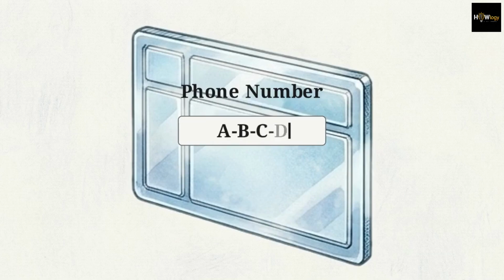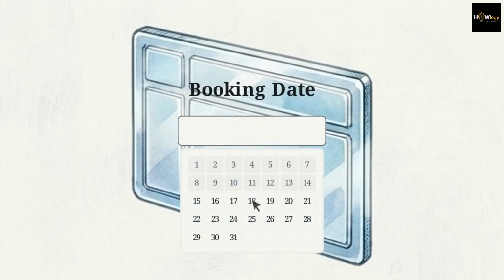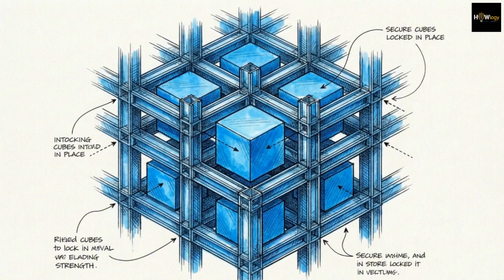Computers are incredibly literal. They don't instinctively know that a phone number field shouldn't accept alphabetical letters, or that a booking date can't be set in the past. To become usable, raw data requires a rigid, reliable skeleton to hold it in place and prevent corruption.